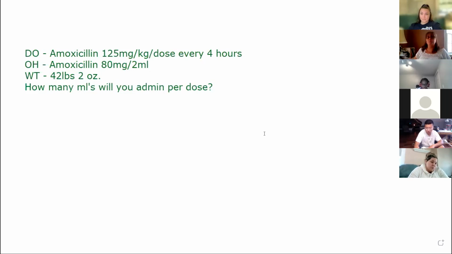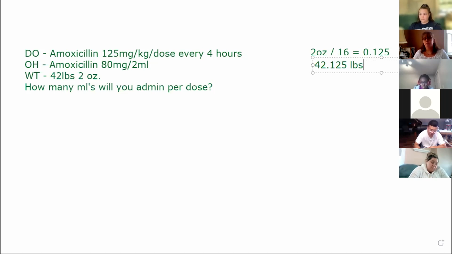Okay, so we're going to do this one together. All right, so what do we have to do first? Convert the weight. Convert pound to kilogram. Yes. So, when we're doing pounds and ounces, what do we have to convert first? 2 ounces. So what are we dividing that by? 16. So we're going to take 2 ounces and divide that by 16, and we're going to get 0.125. Right? So now our weight after we do that is 42.125 pounds. Yes?